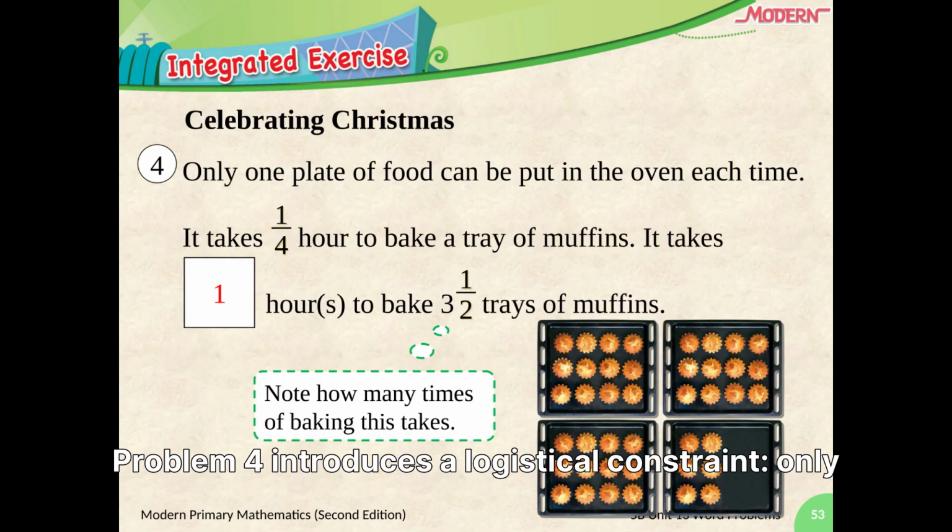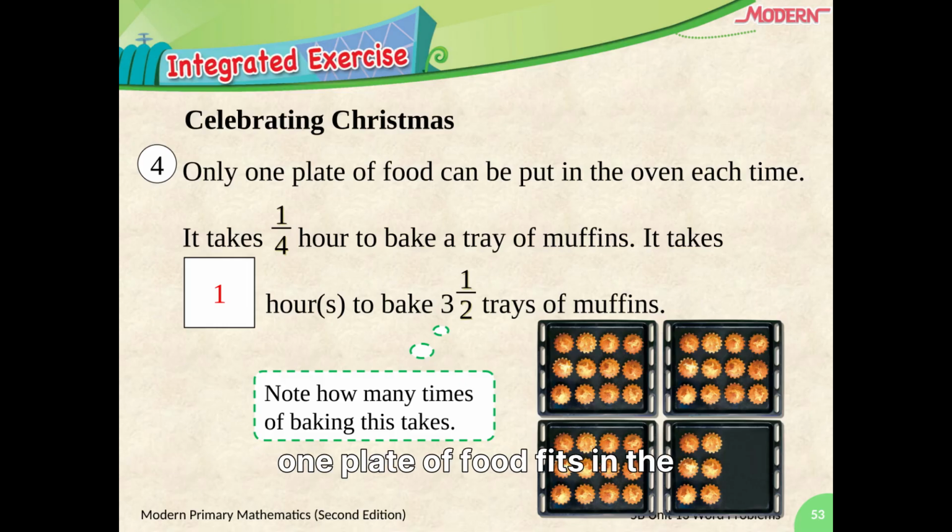Problem 4 introduces a logistical constraint. Only one plate of food fits in the oven at a time. It takes 1/4 hour to bake one tray, and we have 3 and 1/2 trays. This is a classic rounding up logic problem.